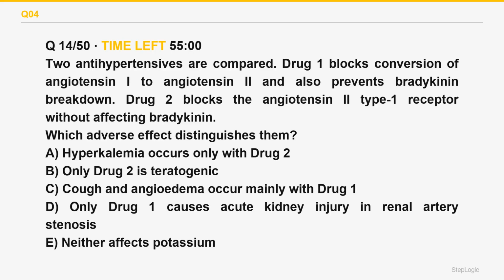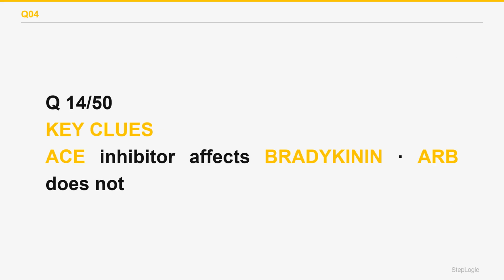Which adverse effect distinguishes them? Two antihypertensives are compared. Drug 1 blocks conversion of angiotensin I to angiotensin II and also prevents bradykinin breakdown. Drug 2 blocks the angiotensin II type 1 receptor without affecting bradykinin. Read the command. Which adverse effect distinguishes them? Two classes with nearly identical benefits and one clearly different side effect.